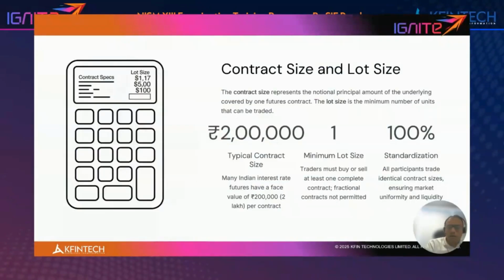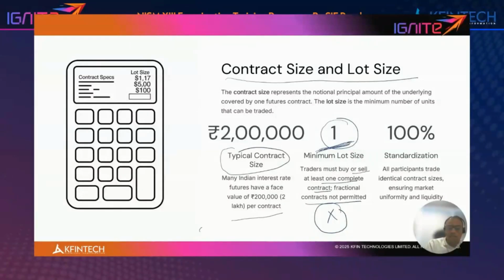Now let's come to the contract size. Minimum lot size is 1. Trader must buy or sell at least one complete contract. Fractional contracts are not permitted. That's okay, we understand that. At least one quantity of contract should be bought or sold. Typical contract size face value is 2 lakhs. So you cannot have a contract less than 2 lakhs.